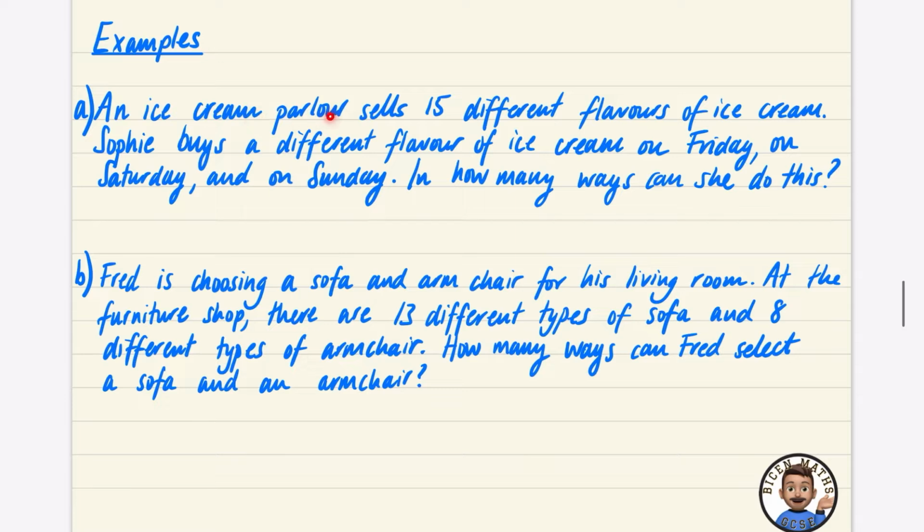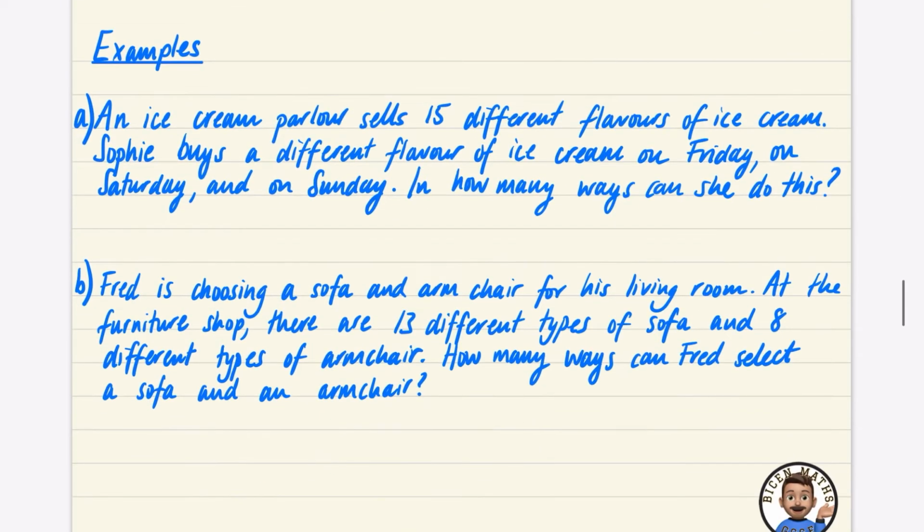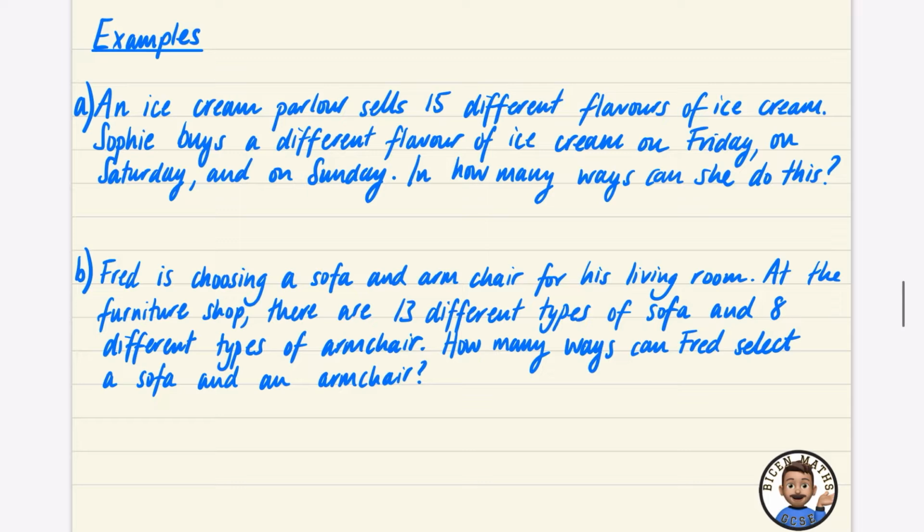It says an ice cream parlour sells 15 different flavours of ice cream. Sophie buys a different flavour of ice cream on Friday, on Saturday, and on Sunday. In how many ways can she do this? Well, I think this looks like it's going to be type 2, excluding choosing the same thing more than once. And the reason I know we're not going to choose the same thing more than once is because she's going to pick a different flavour of ice cream on each of these days.